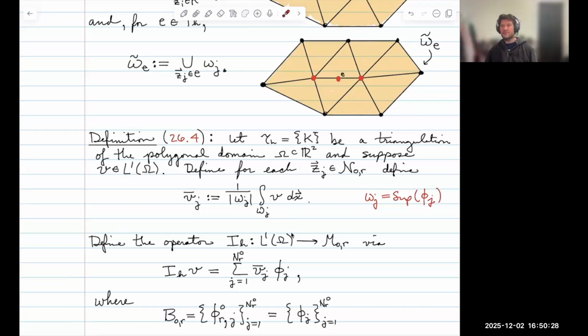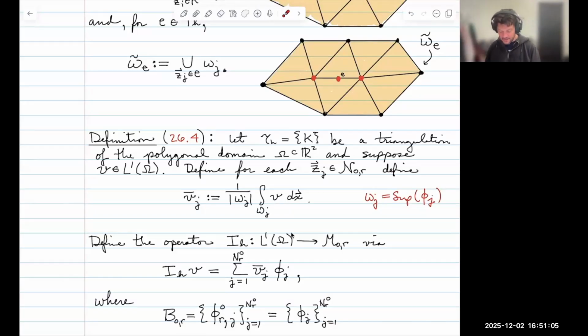Remember, an overbar usually denotes an average. And so this is exactly what this is. This is an average of this function over that set omega j, the support of phi j. Why is it an average? It's an average because you're dividing by the size of the domain over which you're taking the average. Okay, so this is what's called the average. The average could be positive or negative. It has a sign associated to it, according to the structure of this function v.